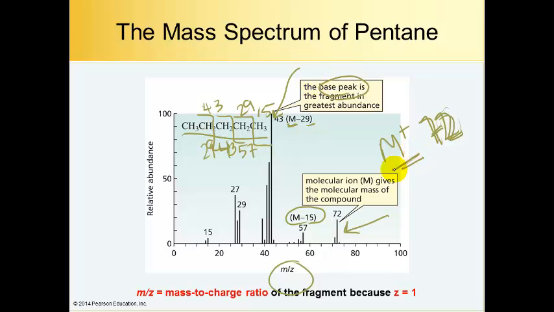We have to know the molecular ion, which is the molecular weight of the total molecule before any fragmentation happens. We've just simply gotten rid of an electron. And we have to be familiar with the base peak. The base peak is the largest peak in the spectra, and that's because it represents the most stable fragment, which also has the greatest abundance.